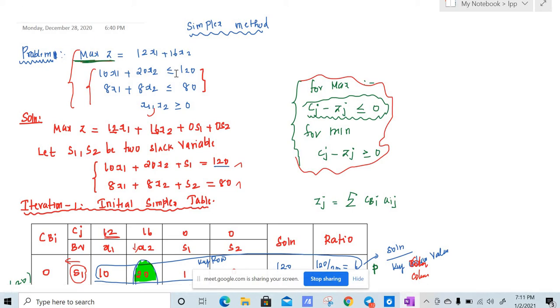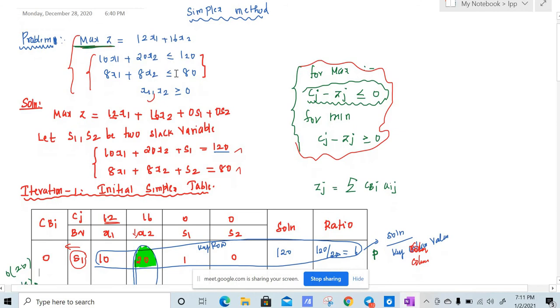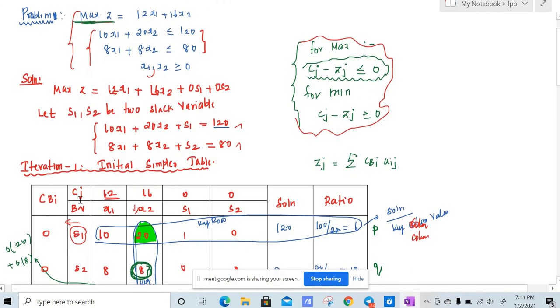Now we need to form the initial simplex table. The table should have CBi, Cj, and the basic variables. You can see there are two decision variables x1, x2, and two slack variables s1, s2, and you need to add 0 s1 plus 0 s2 in the objective function also. So what are the coefficients? 12, 16, 0, 0 are the coefficients for x1, x2, s1, s2. You just write it here. And how many slack variables did you add? We added two slack variables, s1 and s2, and the coefficients are 0 and 0, right?